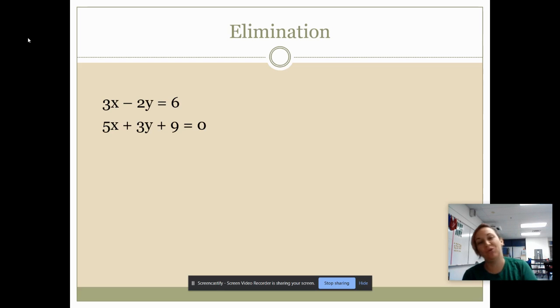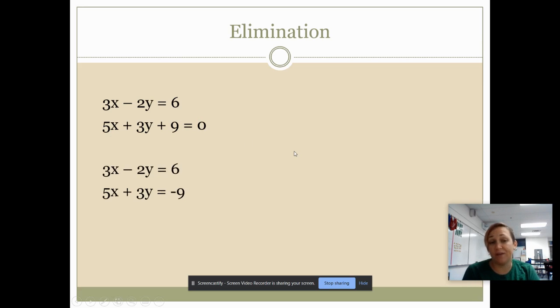Here's our first example. As a quick reminder, your equations must be in standard form. If they are not in standard form, you will need to change them so that they are. I can tell by glancing at these equations that one of them is not in standard form, because there's extra stuff over here and not everything is lining up nicely. Specifically, the x's and the y's and the numbers are, but the equal signs are not lined up nicely. And so I will need to change the second equation by subtracting the 9 to the other side.